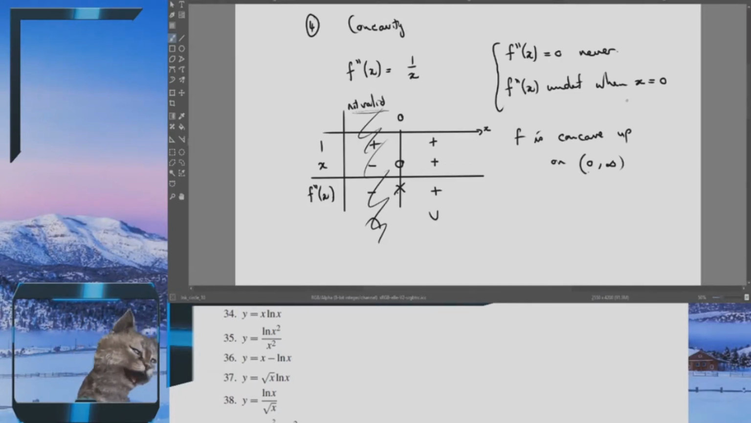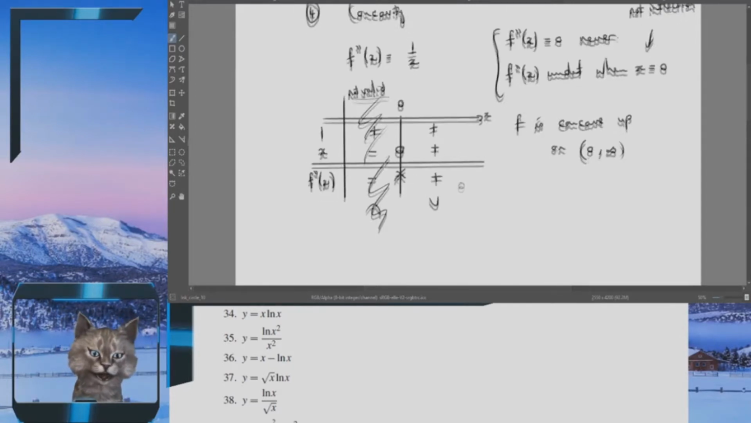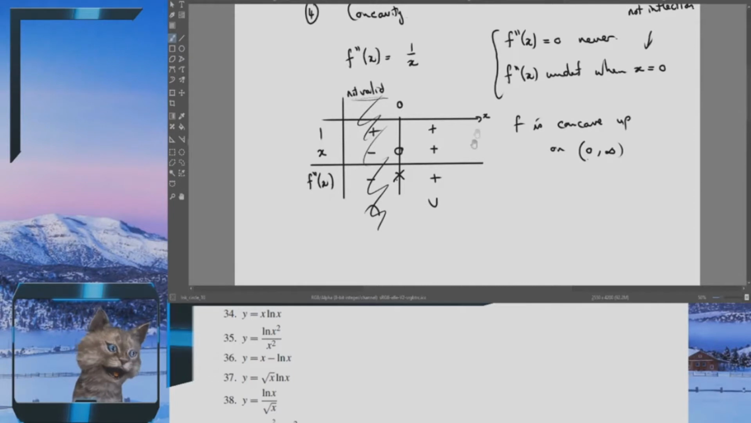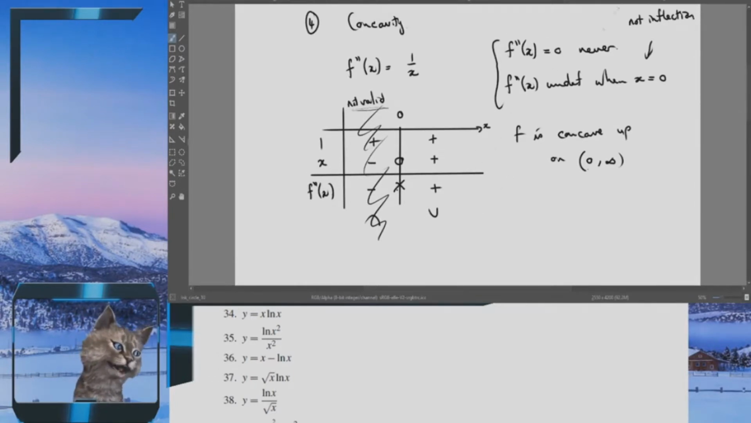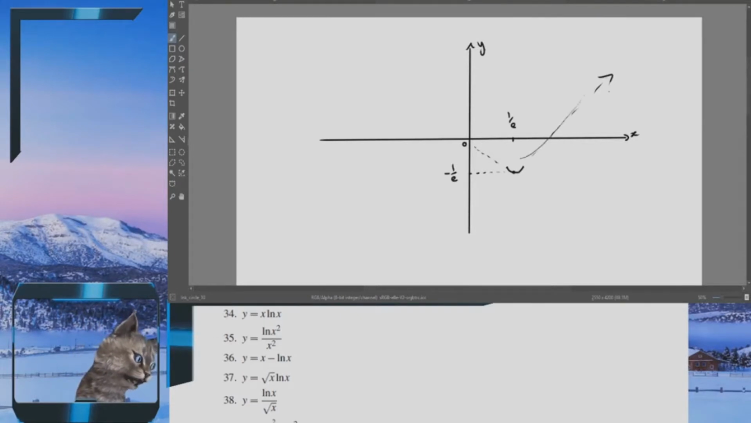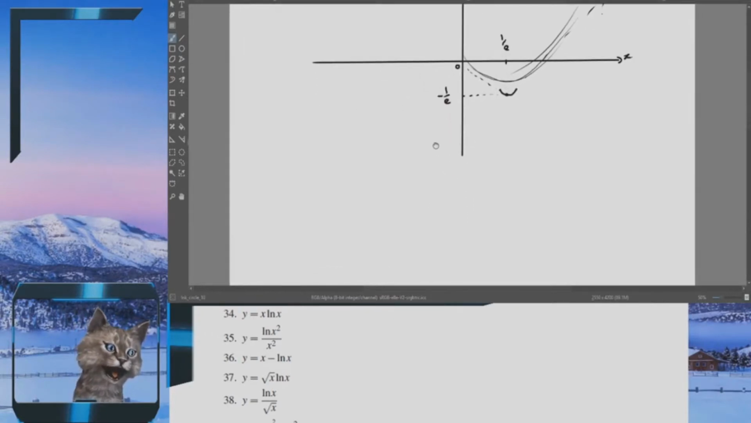Is this an inflection point? No, for multiple reasons. It's not a point. And my concavity isn't changing as I pass through that point either because there's nothing on the left. So not much is happening. But it does say it's bending up wherever I am, which is over here, bending up throughout. So that's all the information that we have.